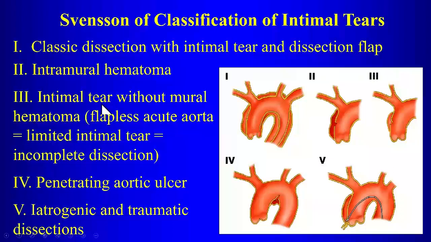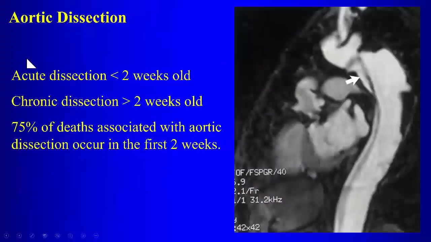Then you can have an intimal tear without a hematoma. Those are the so-called flapless acute aortic dissection. These are very hard to see on a CT scan, but they can see those intraoperatively, see the intimal tear intraoperatively. And we can have a penetrating aortic ulcer, and then we can have the type 5, an iatrogenic or traumatic dissection. So these are the classifications of intimal tears by Svensson.